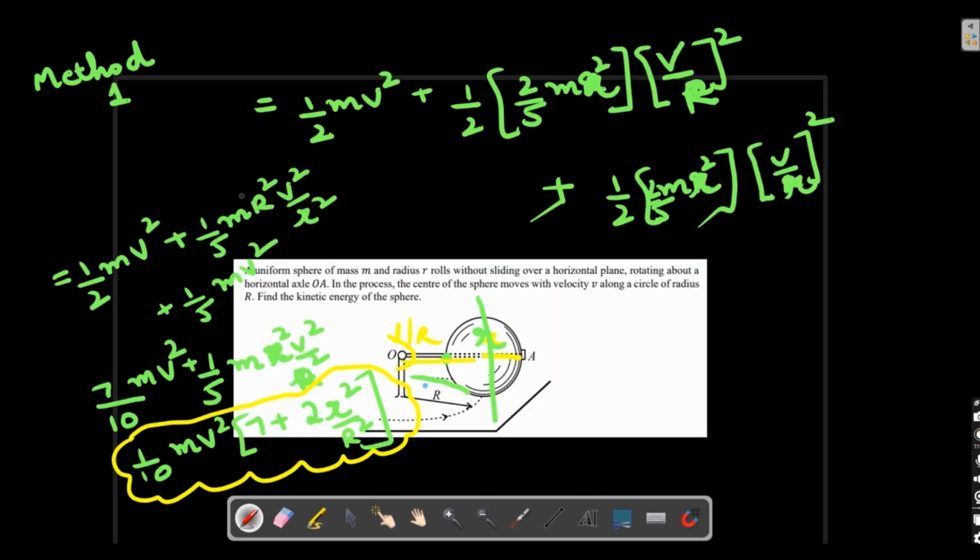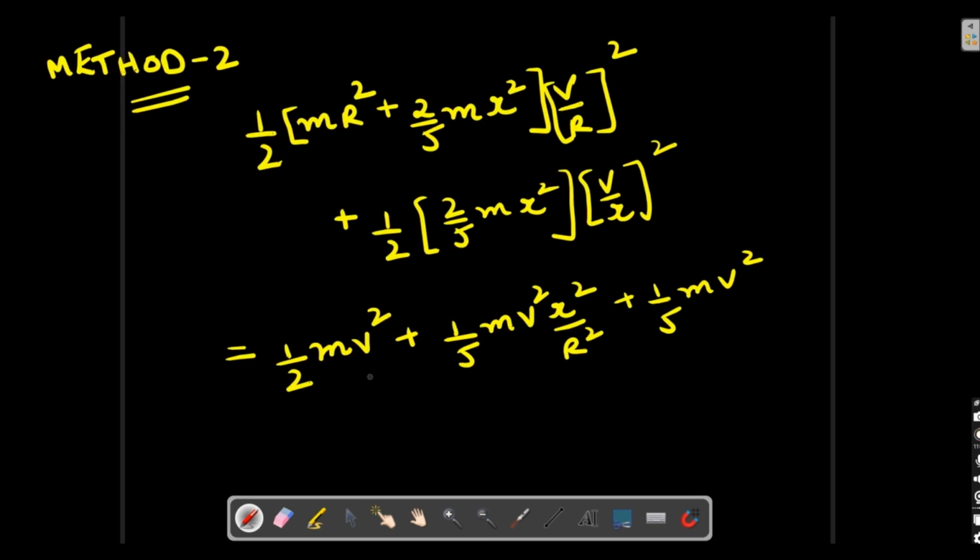Just change here also. This is small r and this is capital R over here. We got the same thing in this case. So if you take again, we'll get the final answer to be 1 by 10 m v square times 7 plus 2 times r square by r square.